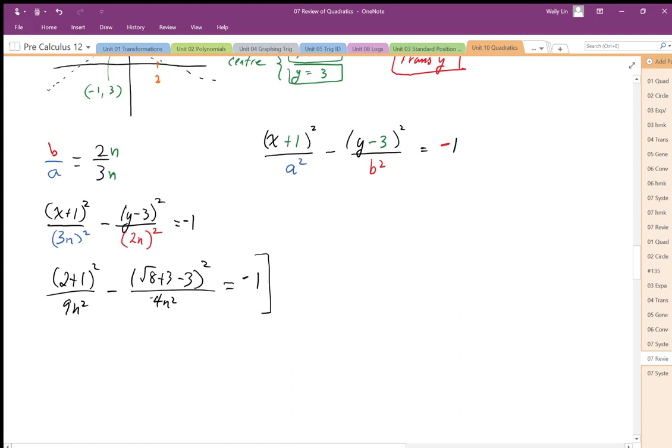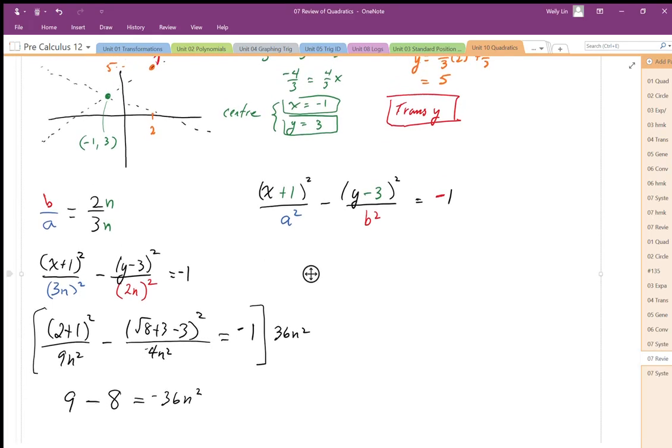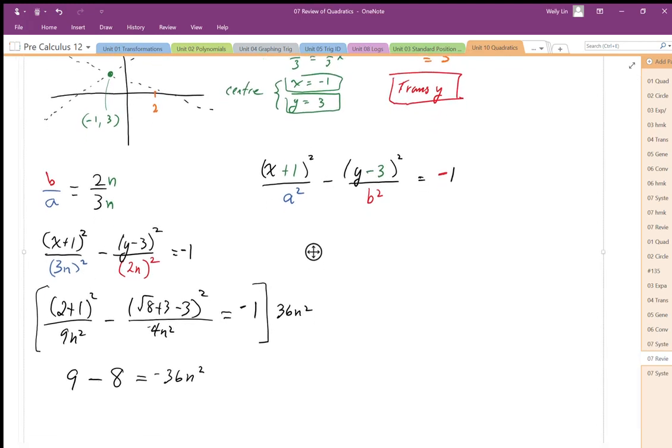I'm going to get rid of the denominator by multiplying through by 36n squared. So I end up with 9 minus square root 8 squared is 8, and that's going to equal -36n squared. That looks about right. Just double checking my work here. Oops, no, I made a little bit of an error here.